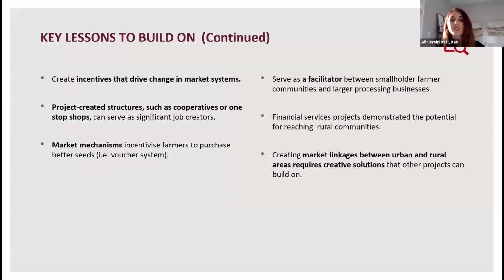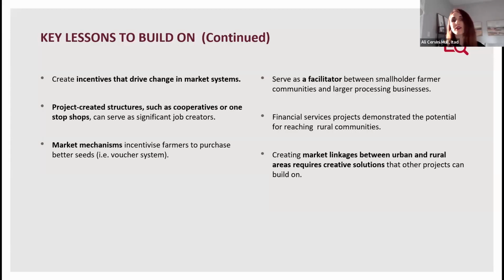Successful projects often created incentives that drove the change in market systems. As we saw with the PIMS program, it started with an information campaign among small producers to increase demand and progressed to incentivizing outgrower schemes and building supply and demand of higher quality fodder. Some projects showed potential for project-created structures, such as cooperatives or one-stop shops, to serve as significant job creators even after the project ended.